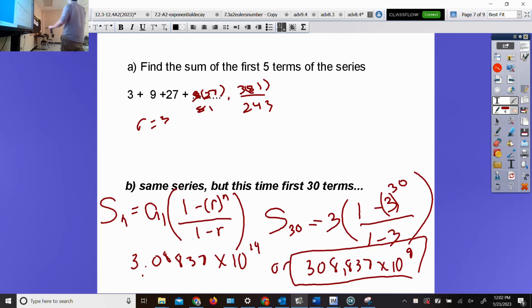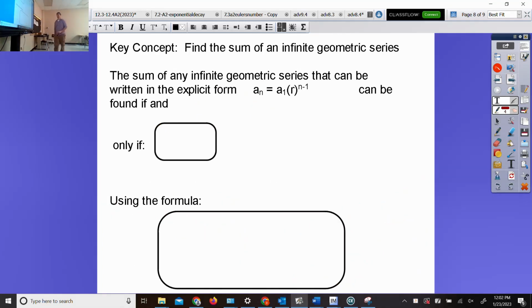And I think we're at your last slide. No, you got 2 more, don't you? This is the concept, and the last slide is the example. The concept here is finding the sum of an infinite series. So you have a string of numbers that go on forever, and you can find the sum of them.